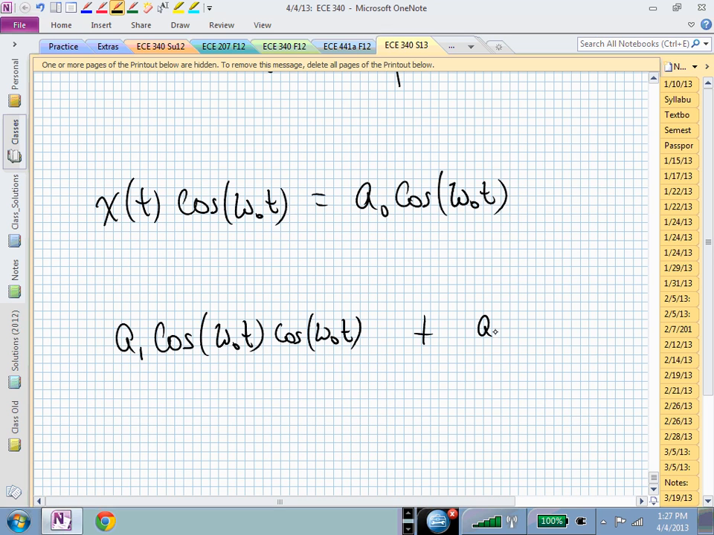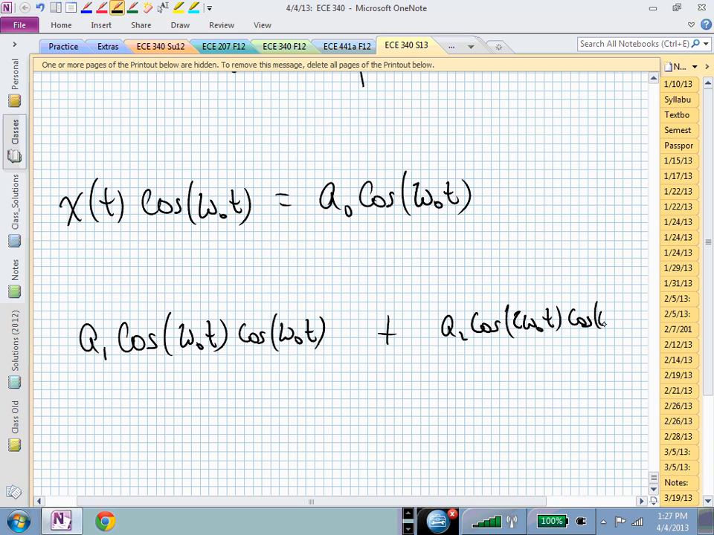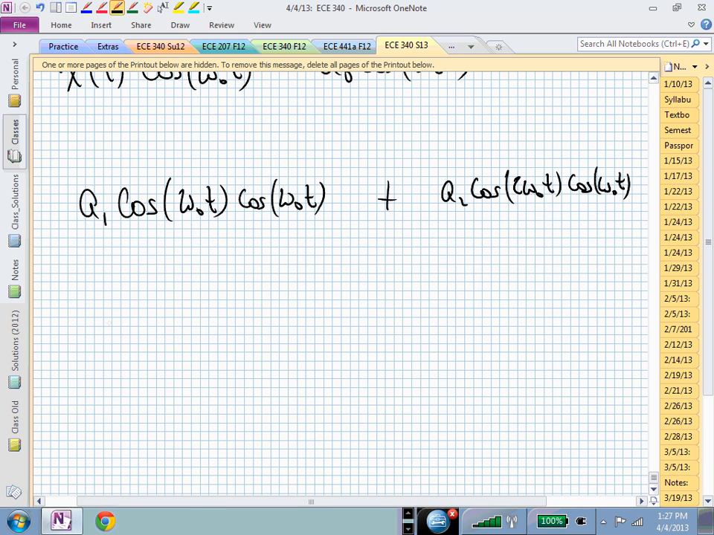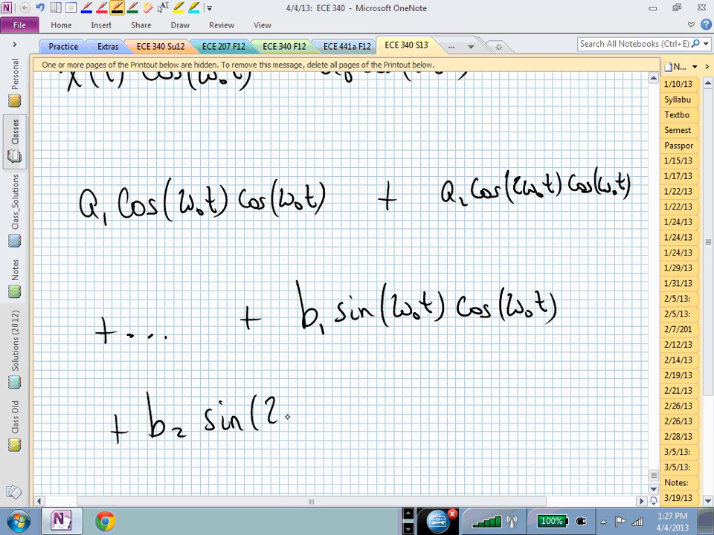And I have an a sub 2 cosine 2 omega naught t times cosine omega naught t. And I can just keep doing that, right? But I also have to remember my b's. I have a b1 sine of omega naught t times cosine omega naught t, plus a b sub 2 sine 2 omega naught t cosine omega naught t, and I could just keep going. All I've done so far is multiplied my definition of the trigonometric Fourier series by cosine omega naught t, where cosine omega naught t was what was scaled by a sub 1, because I'm trying to find a sub 1.